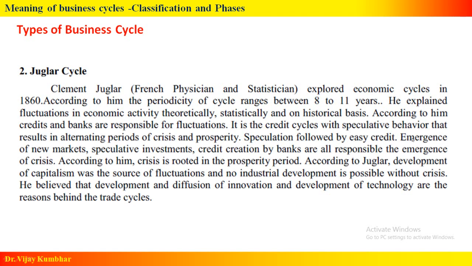Speculation followed by easy credit, emergence of new markets, speculative investment, and credit creation by the banks are all responsible for the emergence of crisis. According to him, the crisis is rooted in the prosperity period. According to Juglar, the development of capitalism was the source of the fluctuation, and no industrial development is possible without crisis. He believed that the development and diffusion of innovation and development of technology are the reason behind the trade cycle. It means Juglar's trade cycles have a period of 8 to 11 years.